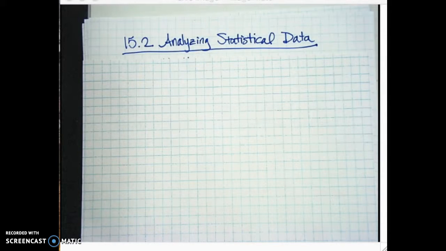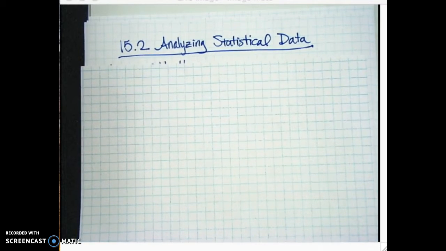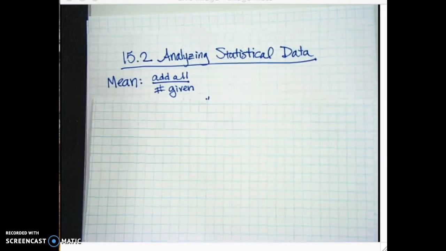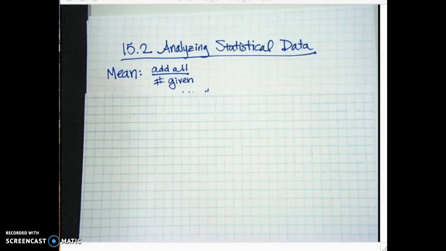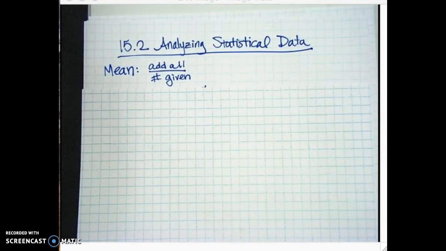Section 15.2 is called Analyzing Statistical Data. So the first thing we're going to talk about is taking a set of data and finding the mean. The mean is when you add all the numbers that you're given up and divide it by how many numbers you were given.